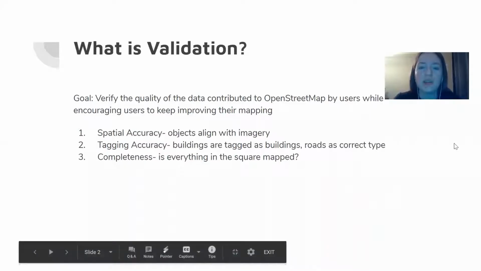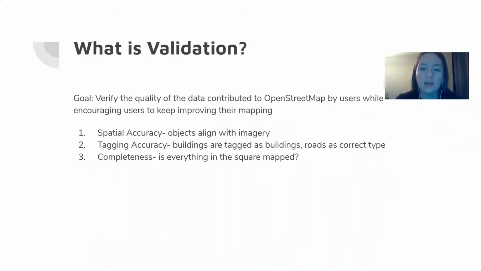So first, just what is validation? The goal is to verify the quality of the data that users input to OpenStreetMap. Obviously, it's an open source platform, so technically anyone can add edits to it, which is why this is really important before the data actually gets uploaded. And we also want to constantly get mappers to keep improving their mapping and give them some tips and just general positive reinforcement to keep using the platform and keep contributing to projects.